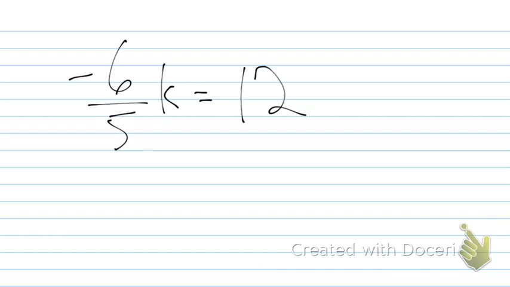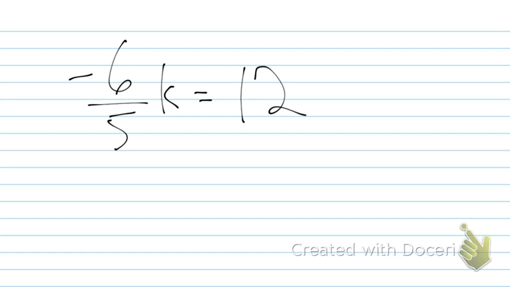These next ones are fractions. Let's jump down to number 7. Negative 6/5 k equals 12. So here's the deal. What operation is happening? What operation am I trying to undo here? I'm trying to undo multiplication. How do you undo multiplication? However, how do you divide by a fraction? You multiply by the reciprocal.